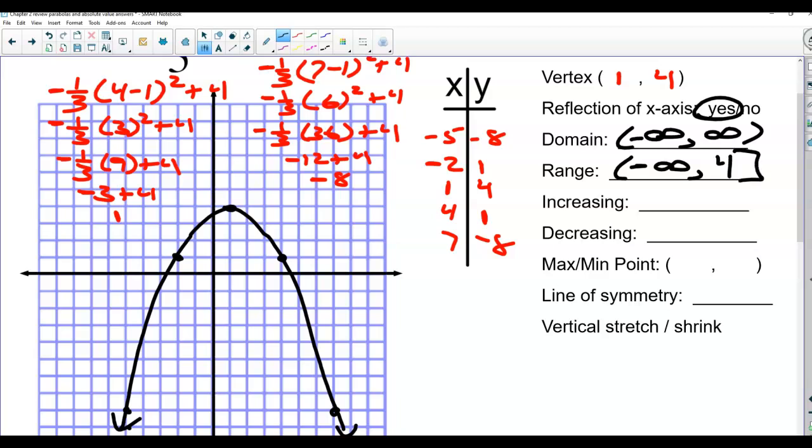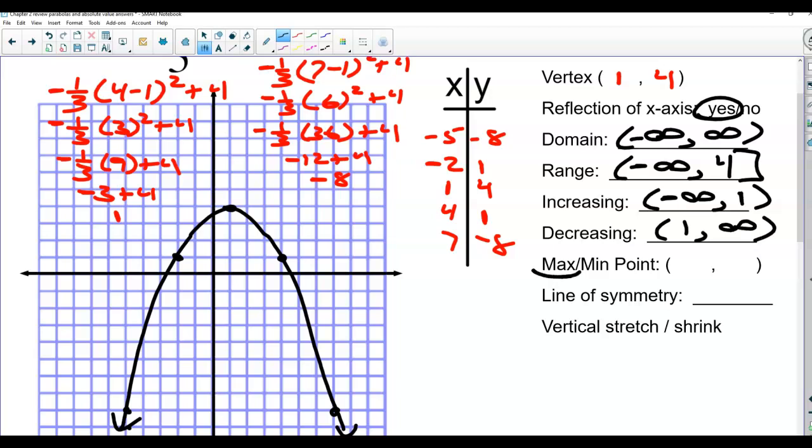Where is it increasing? It's going from negative infinity to the vertex, it's going up. The y is increasing as x goes from negative infinity to the vertex. It increases from negative infinity to 1. Remember, increasing and decreasing is about where it's increasing or decreasing along the x-axis. So therefore, it's decreasing from 1 to infinity.